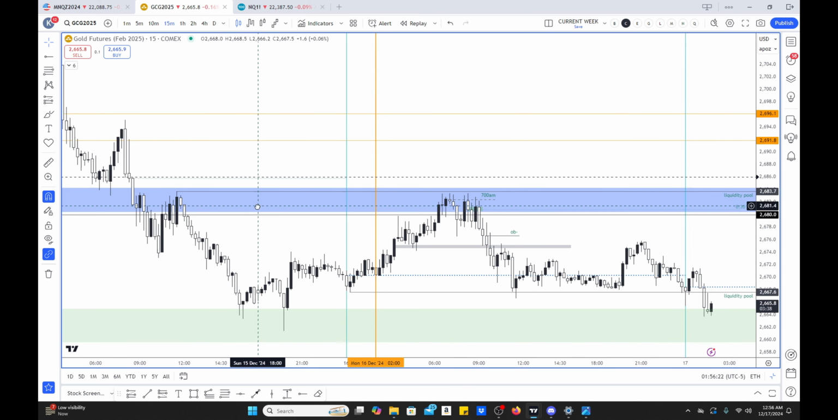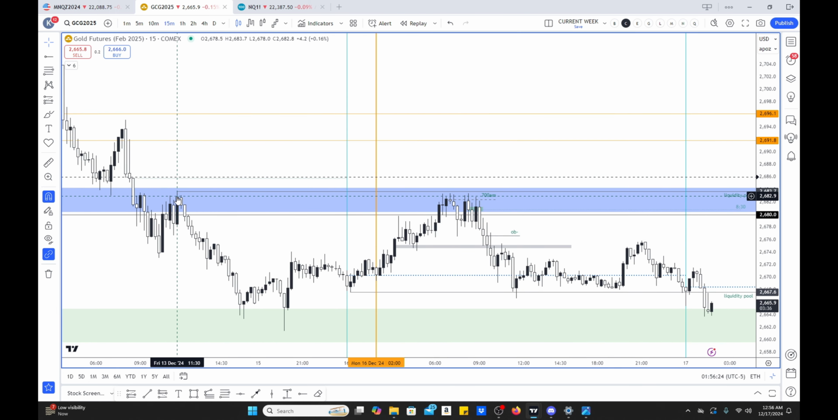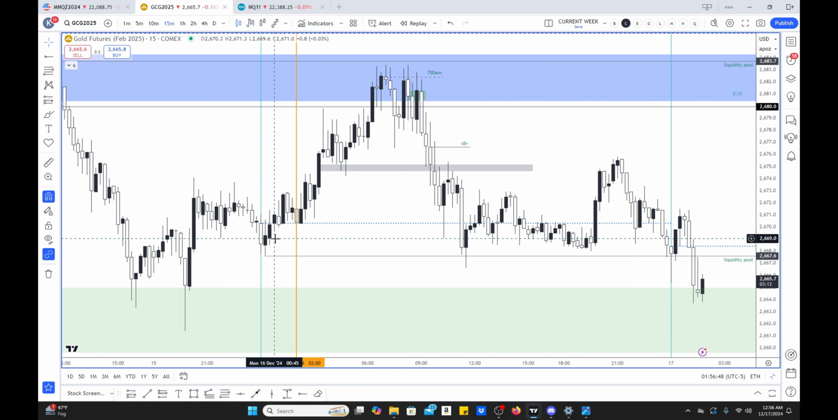Now, interesting enough, this was a high for pretty much Friday's New York session high, right here. Well, sorry, ignore that. But this was a high here that I was thinking price could run out, right? But then my mind changed later when we had the SMT divergence or the deferred SMT setup.